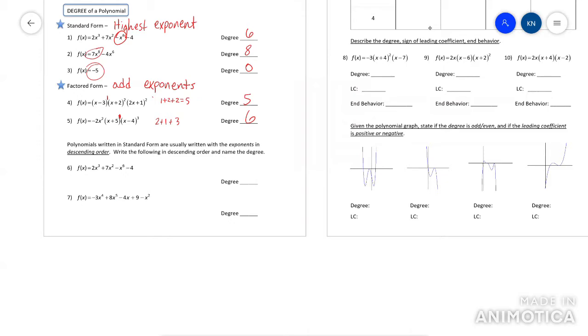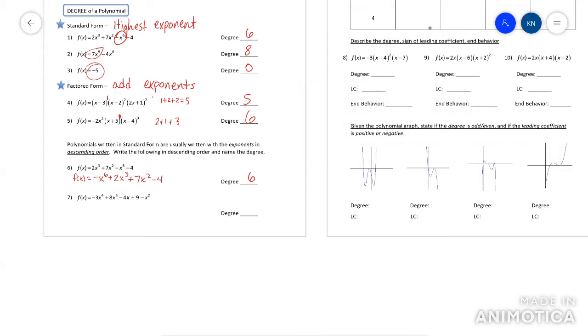So here's what I mean. You would have f of x equals. The highest exponent is that negative x to the 6. The next highest would be that plus 2x cubed. After that, it would be that plus 7x squared. And then after that, the minus 4. And when it's not factored, this is in standard form, you go with the highest exponent, which is 6.